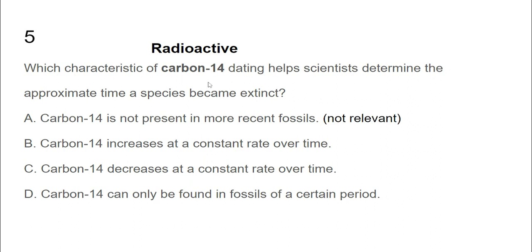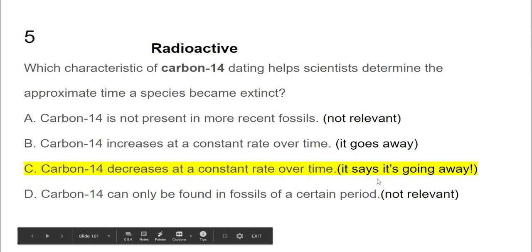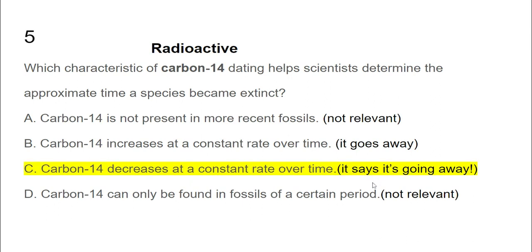Anyway, we're talking about radioactive stuff. We are not talking about fossils. So that's right out. Carbon-14 is radioactive, so it goes away over time. This one is saying it's increasing over time. This one says it goes away over time, which I'm pretty happy with. Let's just check the last one here. It's found in fossils of a certain time period. Once again, not talking about fossils. We're talking about carbon-14. That means the answer is letter C.